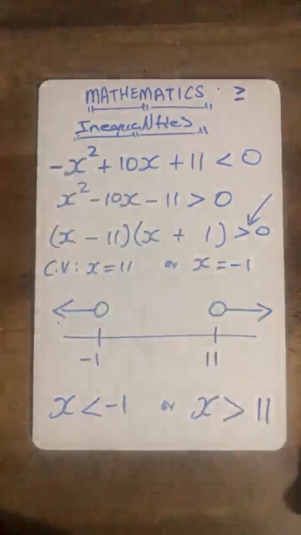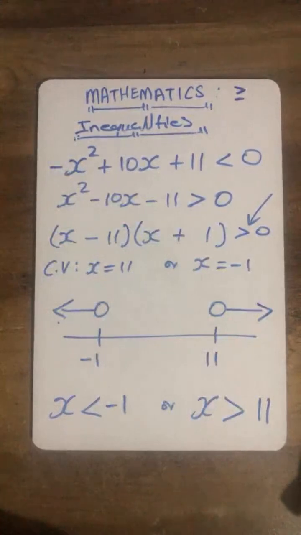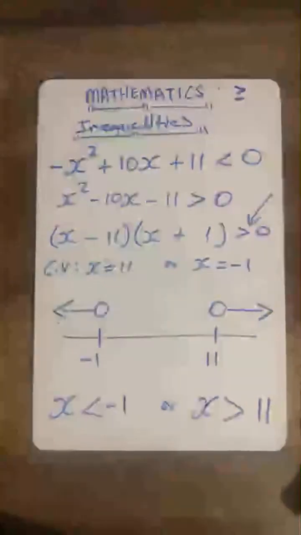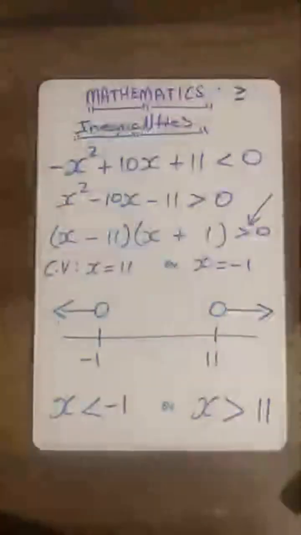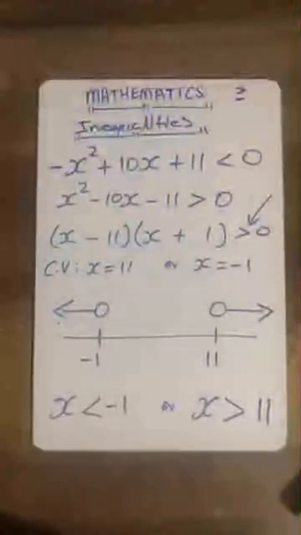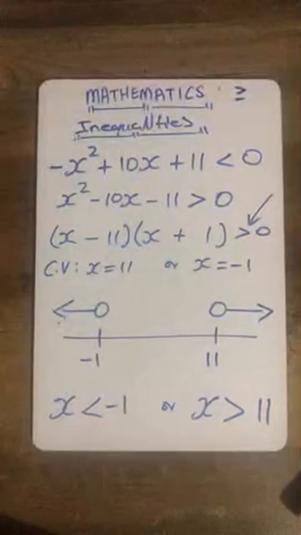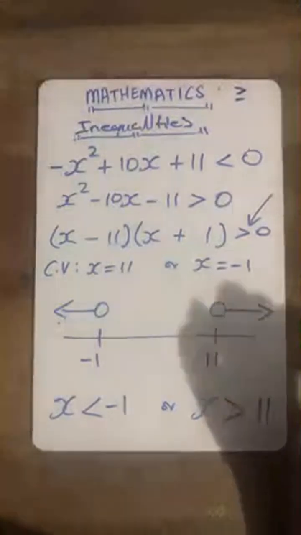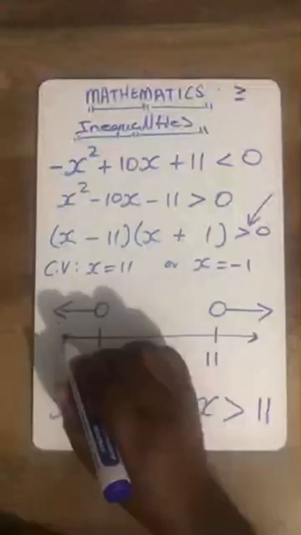Just disconnect the Wi-Fi and draw that number line. You are safe. It may be allocated some marks. So it's very much safer for you to have that number line.